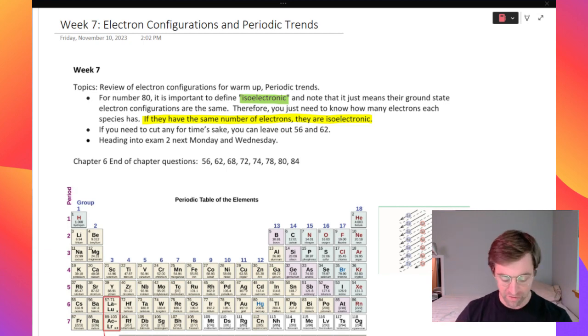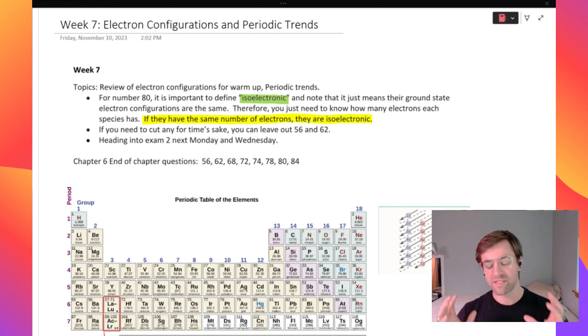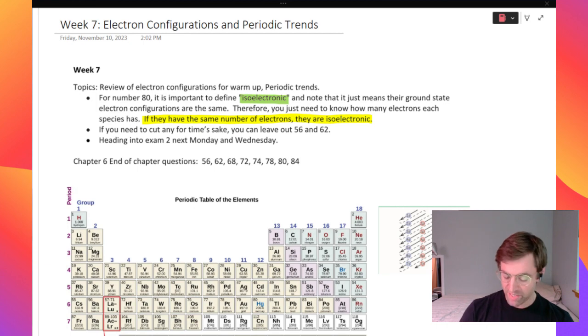Without any further ado, when we get to question 80, I will go over this in more detail, but the term isoelectric just means, prefix iso, meaning same, and electric, we're talking about electrons. So same electrons, the same number of electrons. That is all that this word means. That will make more sense when we get to this next question.